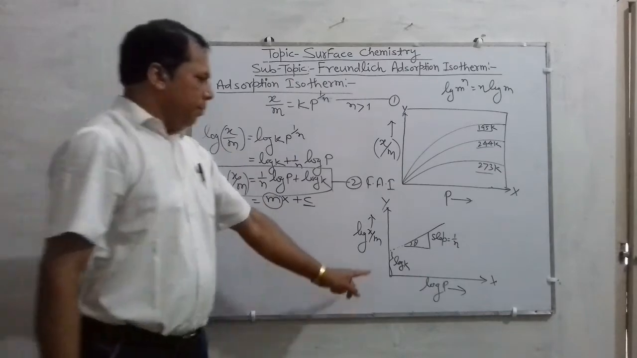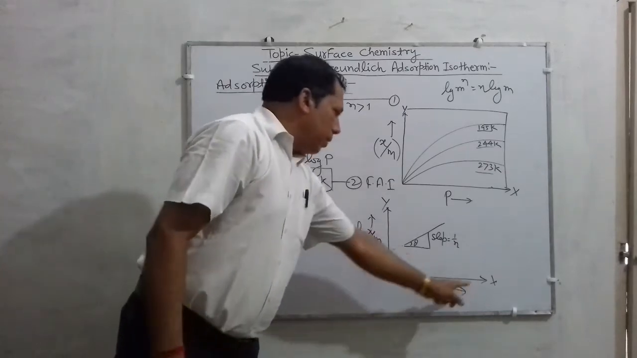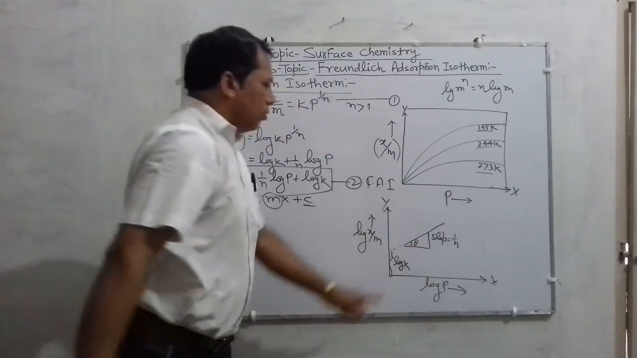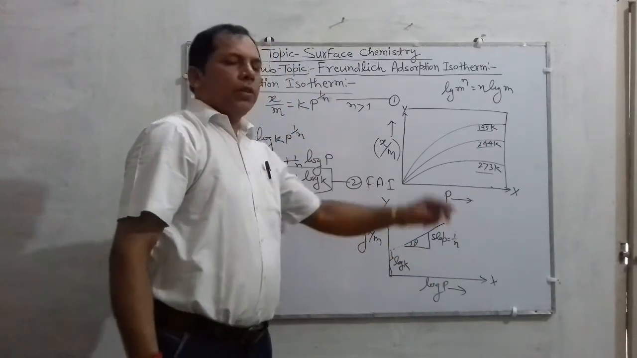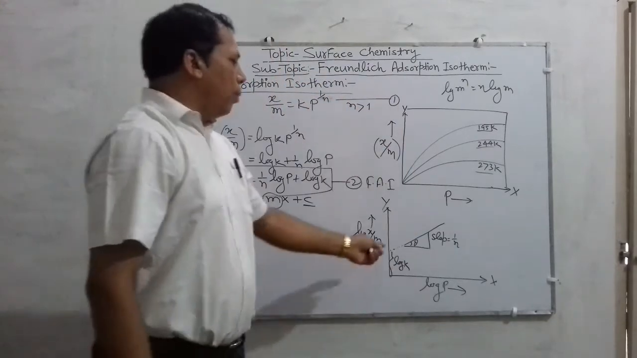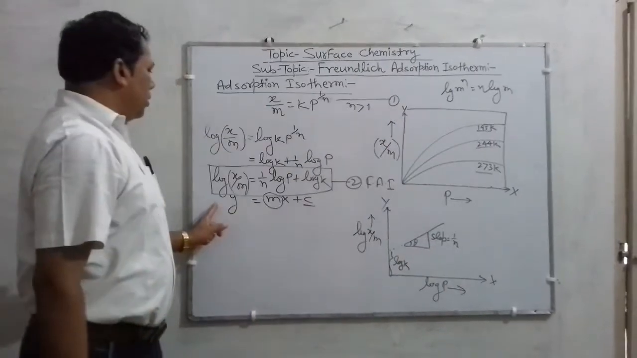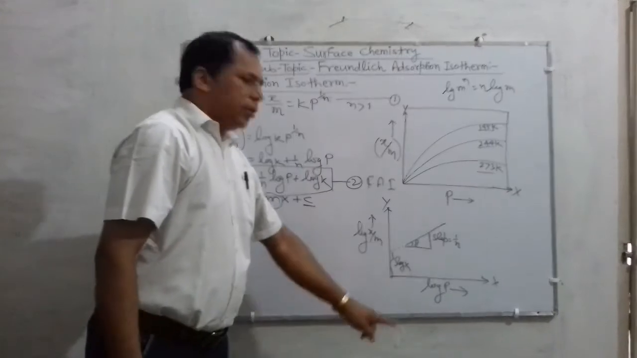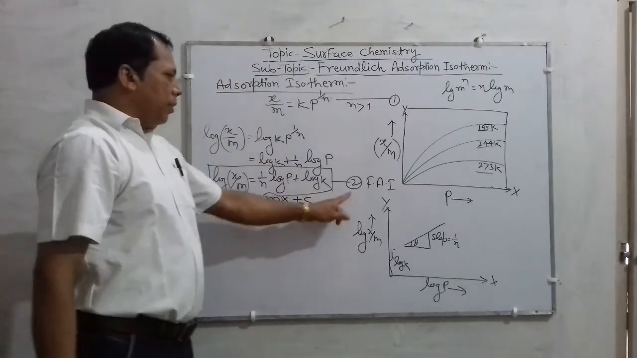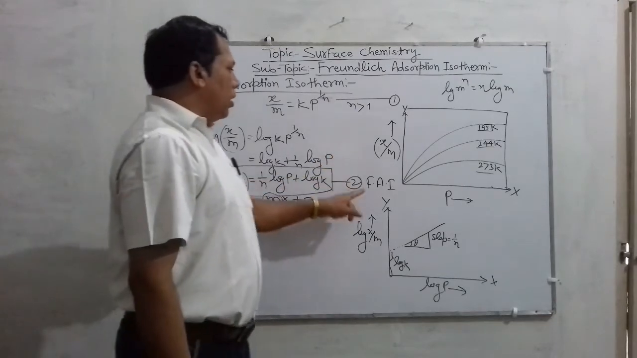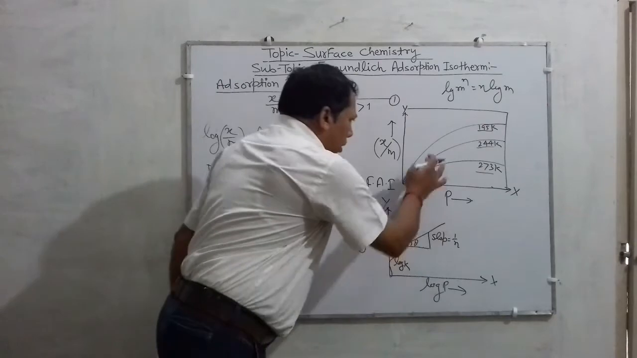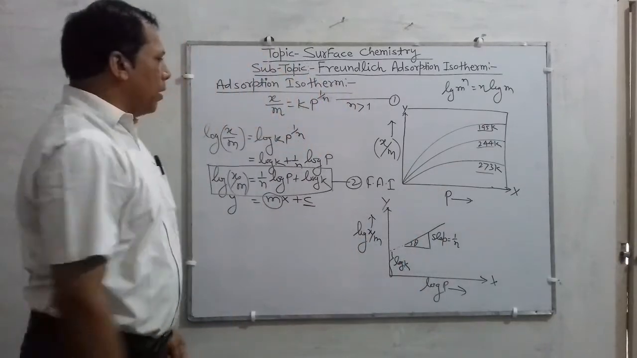Clear, children? So must try to know how this is obtained. So tan theta means gradient, or you can say slope. Slope is 1 by n, and the intercept is log k. Must remember. Okay, and this expression 2 is known as the logarithm form of Freundlich adsorption isotherm. So remember these two graphs, very important for you.